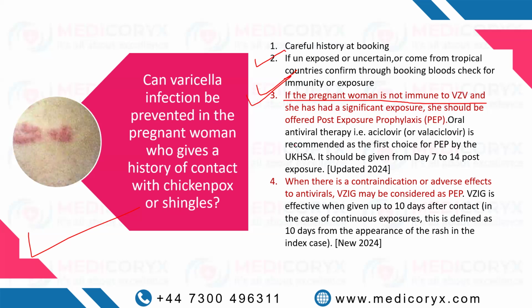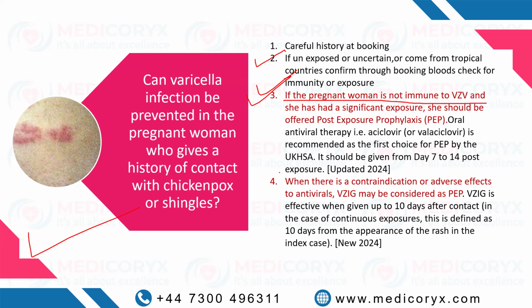So PEP is going to be oral antiviral therapy, that is acyclovir or valacyclovir, recommended as the first choice for PEP by the UK HSA. It should be given from day 7 to 14 days post exposure. So we are going to be talking about acyclovir and valacyclovir. This is one group.